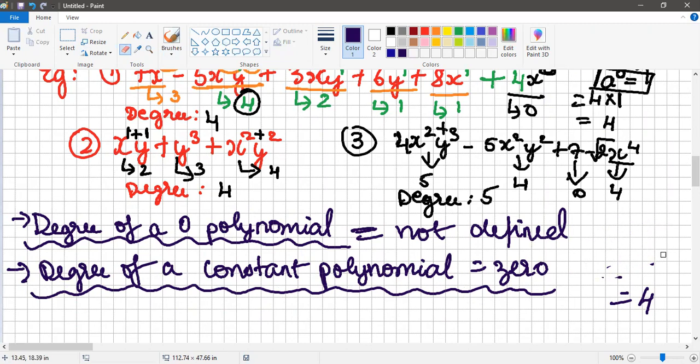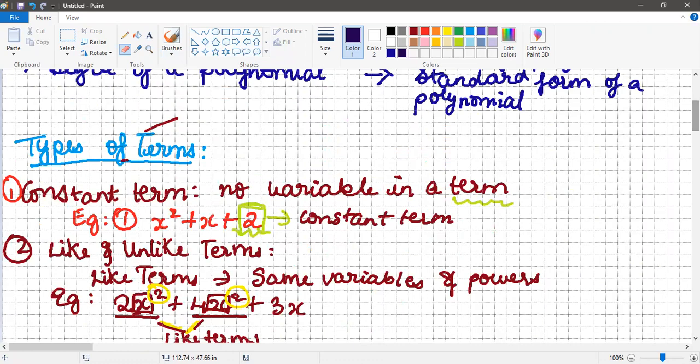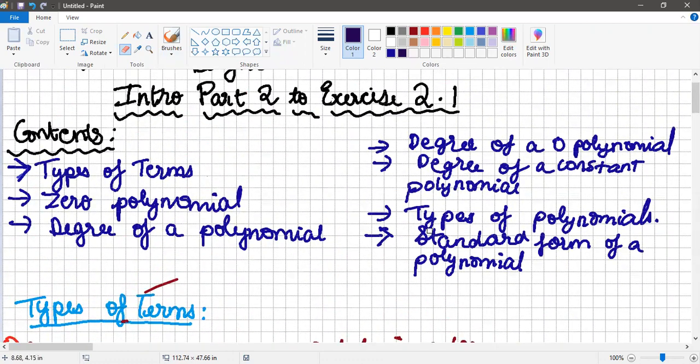Okay. So I think we're coming towards the very end of this session. I think a few more topics to go and we'll be done. Okay. I hope it's interesting so far. Now the next one is types of polynomials. What are the types of polynomials? Let's check out.